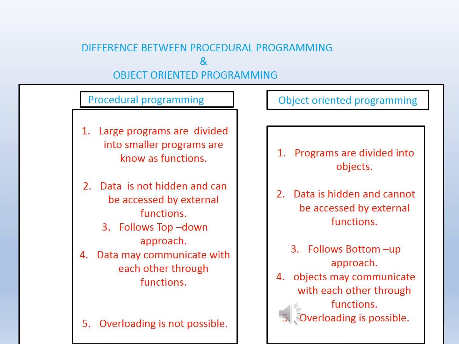In procedural programming, it follows a top-down approach. Object-oriented programming follows a bottom-up approach. In procedural programming, data may communicate with each other using functions. In object-oriented programming, objects may communicate with each other through functions. In procedural programming, overloading is not possible, but in object-oriented programming, overloading is possible.